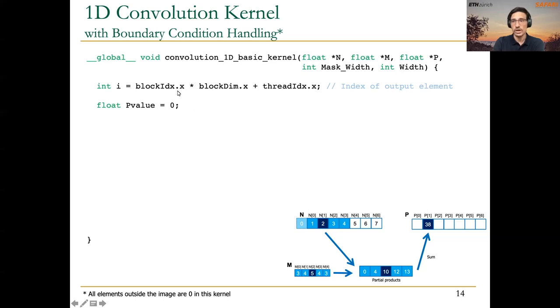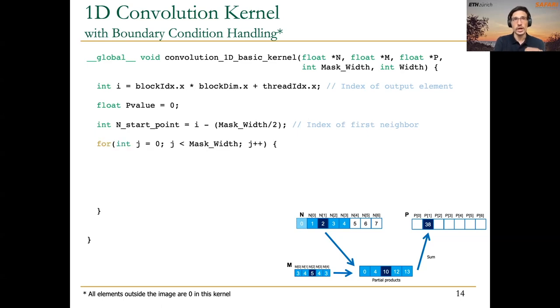We also declare this P value that is going to be a variable that we use as an accumulator, and then we have to obtain the index of the first neighbor that we have to use for the calculation corresponding to the output element that is assigned to each individual thread. Observe that this N start point is obtained from I, the index of the output element assigned to this particular thread, minus mask width divided by 2. Why is that? Because the mask is centered on the element I, and we have to start using the elements of the input that are at a distance of half of the mask size.